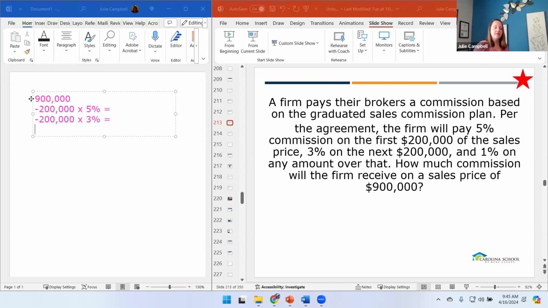So I started with the sales price of 900,000. I used up 200,000. I used up another 200,000. How much do I have left? And you can show me the first number. How much do I have left? What's any amount over that? Is 500,000. Once we use up those tiers, what we have left is going to be the sales price minus what we've used. That's what we have left in this case to pay a 1% commission. Before we pick up our calculators, what questions do I have?